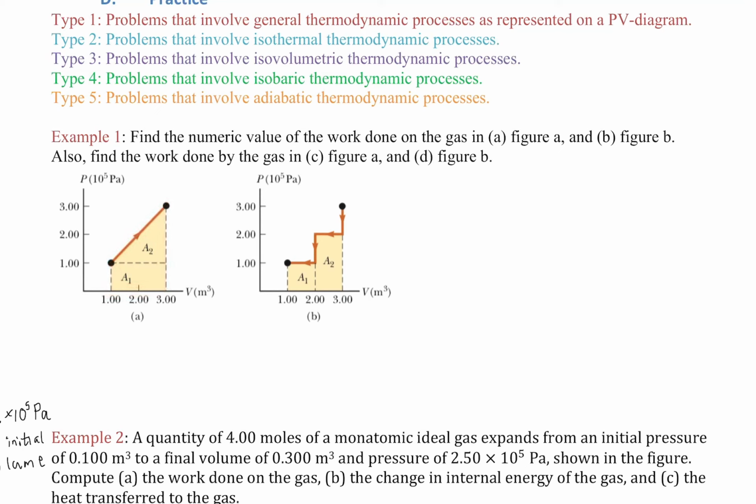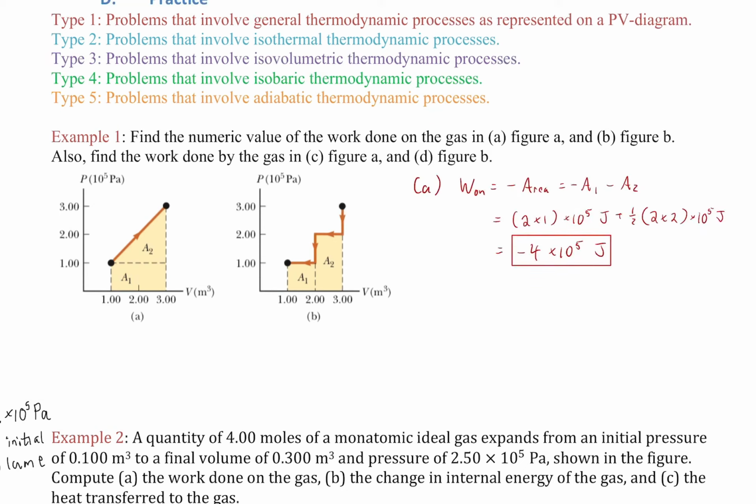On the other hand, if we look at figure B, in this case, we've got a couple of rectangles, right? In this kind of weird stepwise process, go down there. And what's happening here? Well, the gas is contracting. Well, if the gas is contracting, that means the outside world is doing work on the gas. So this area under the curve should be positive as work being done on the gas. Okay? All right. So first, A, work done on the gas is the negative of the area.